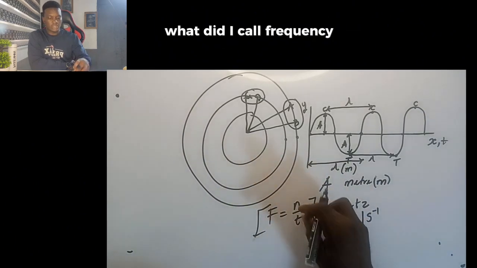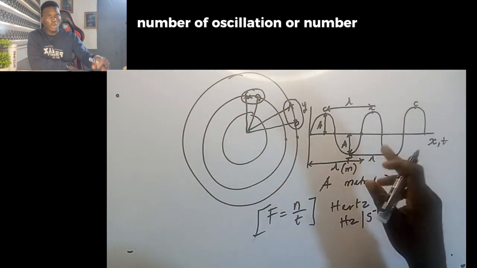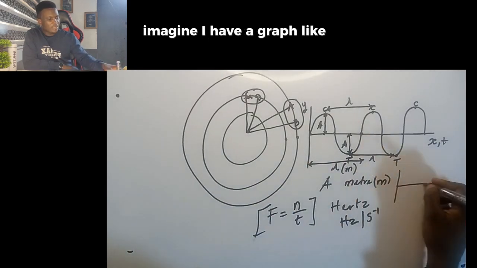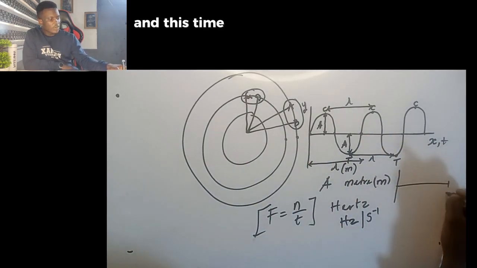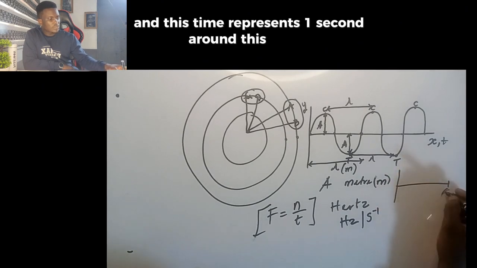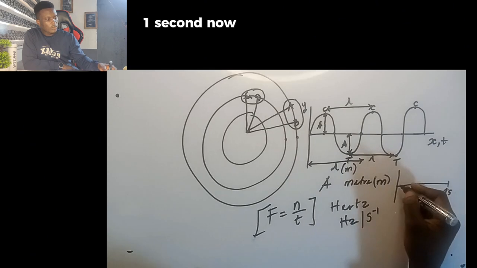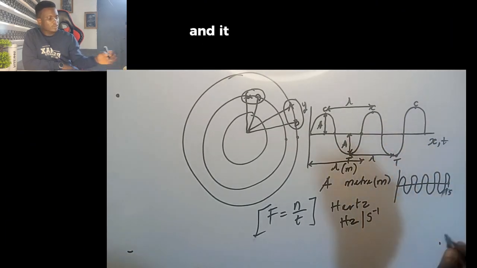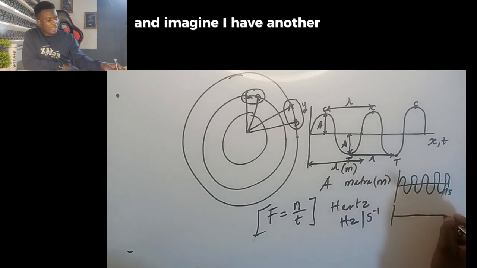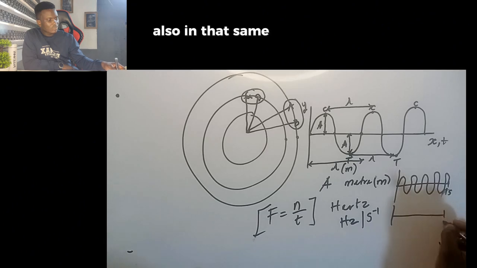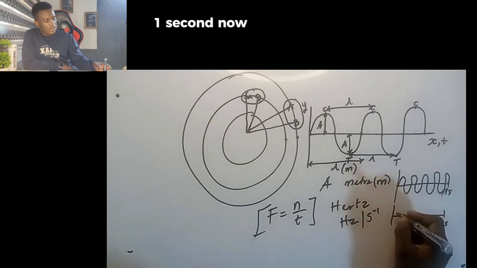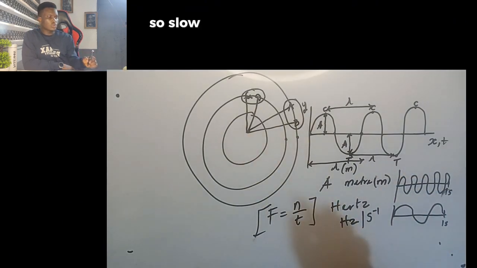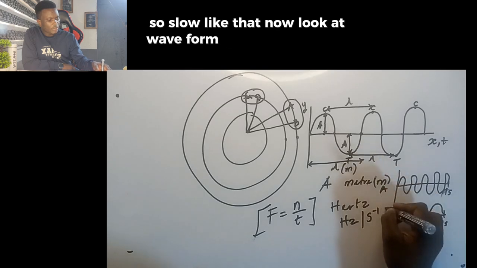What did I call frequency? Number of oscillations or number of circles per second. What I'm saying is that imagine I have a graph like this, and this time represents 1 second around this region. 1 second. Now the wave travels out and moves boom, boom, boom, boom, boom, and it covers that. And imagine I have another graph like this, also in that same given time, 1 second. But the wave moves so slow like that.